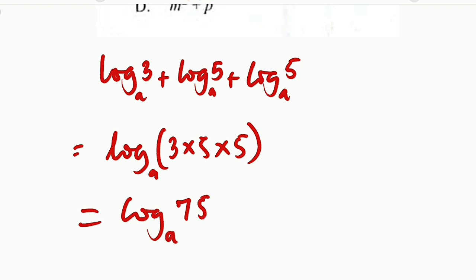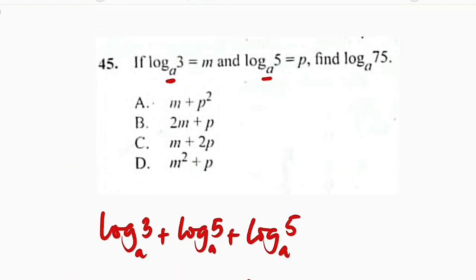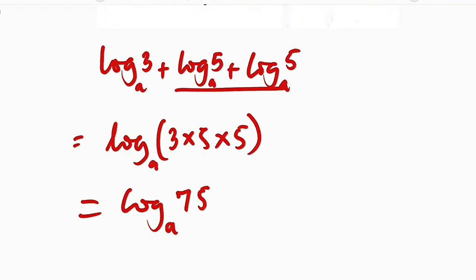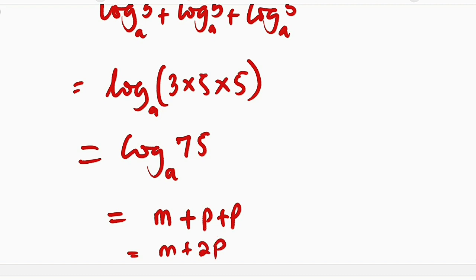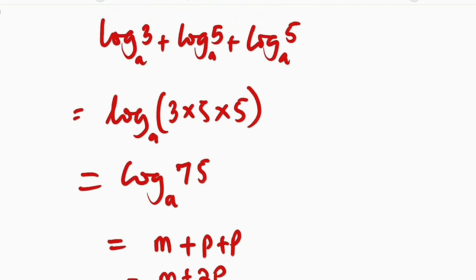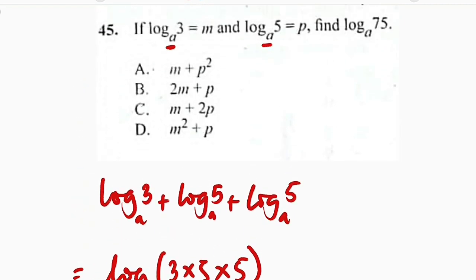So if this is the case, what is log of 3? Log of 3 is nothing but m from here, and log of 5 is nothing but p. But we have two logs of 5. So this is equal to m plus p plus p, which is equal to m plus 2p. And hence, our answer is m plus 2p, which we have as option C.